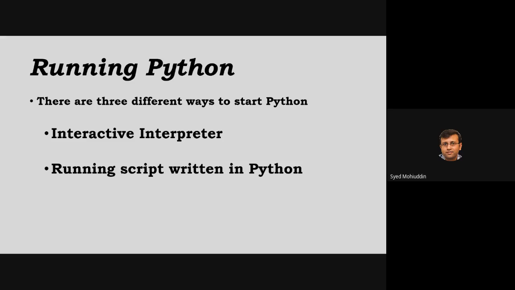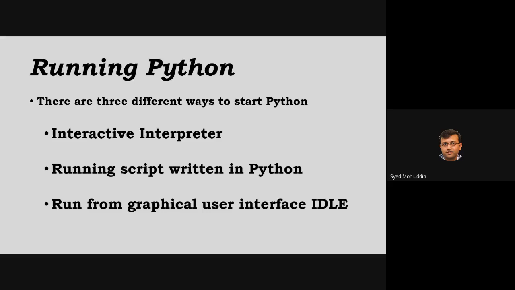Instead of typing each command in the Python interactive interpreter, we can write the statements in a file and save it as a Python script with .py as the extension, and then we can run that script in the interpreter. The third form is using the graphical user interface. Python by default comes with an interface known as IDLE. This Python interface is also just like a command prompt, but it has many other features built into it.